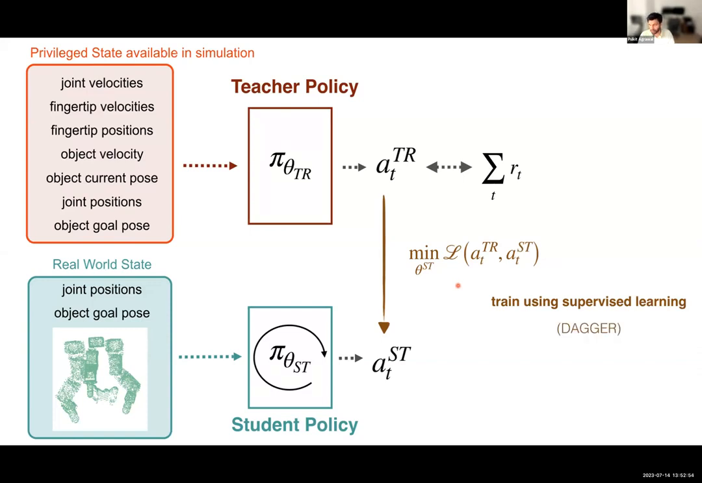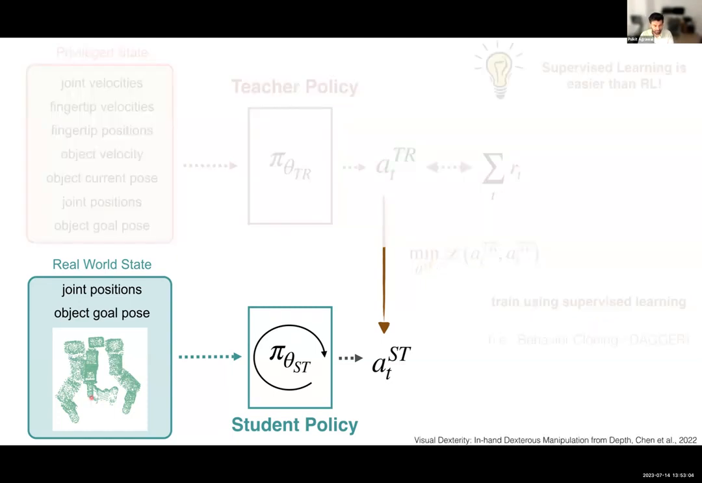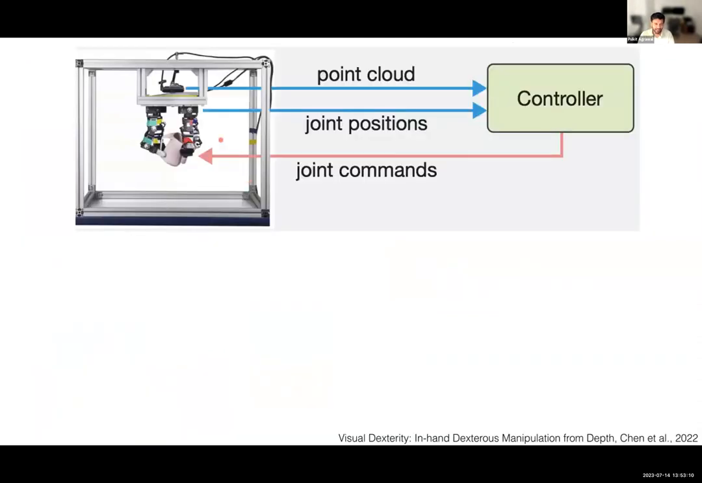So, we are going to generally follow a similar philosophy of first training with RL in simulation, then for real world deployment, training from visual. And then let's see how well this visual policy actually performs. So our setup looks as follows. There is a camera looking at the object in the hand. We get the point cloud observation and the joint position as input, and the output is joint commands.